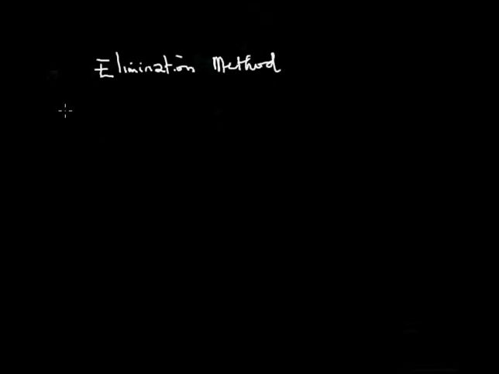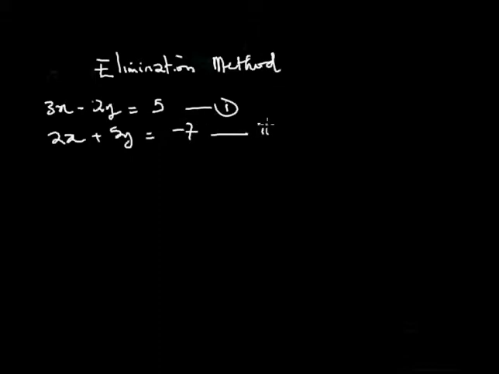The question at hand is an equation like 3x minus 2y is equals to 5. Let's name that equation 1. And we have another equation like 2x plus 5y is equals to minus 7, which is equation 2.